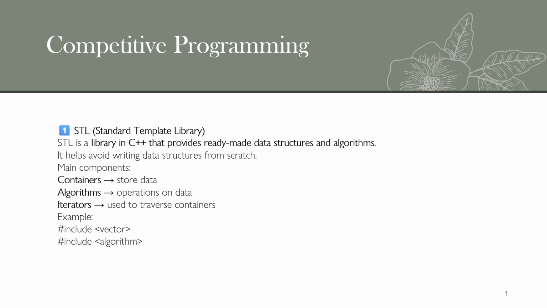So let's start. First, let us see what is STL, Standard Template Library. It is a library in C++ that provides ready-made data structures and algorithms. So it helps avoid writing data structures from scratch. The main components are containers, algorithms, and iterators. Containers store the data. Algorithms do operations on the data, and iterators are used to traverse the containers.